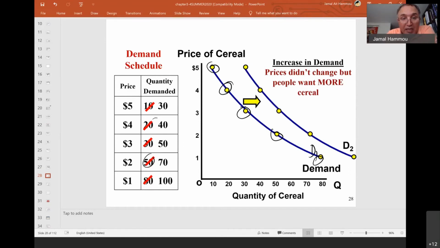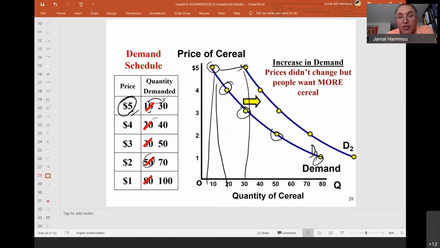Look, people at the price of 5, they used to buy 10. Now they are buying 30. Why are people now buying 30 instead of 10? Something else happened because the price stayed the same. Nothing changed in the price. So moving from 10 to 30 is not caused by the price. It's caused by something else. That's why we move this way.